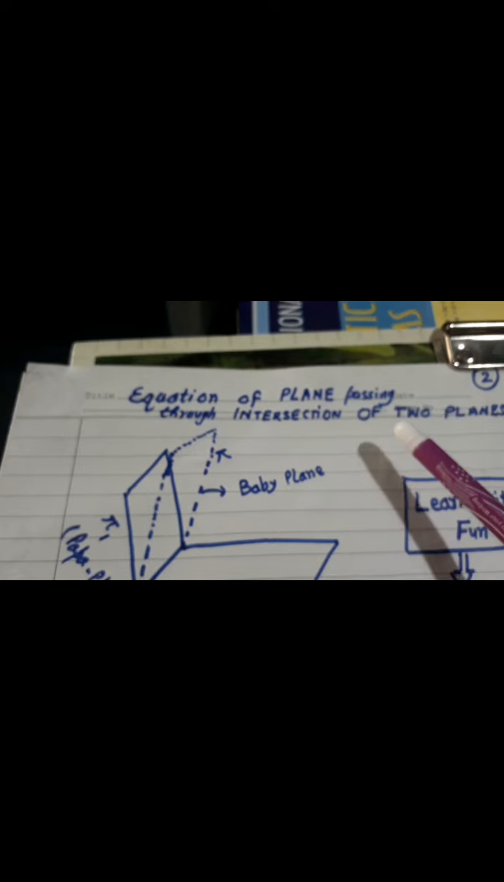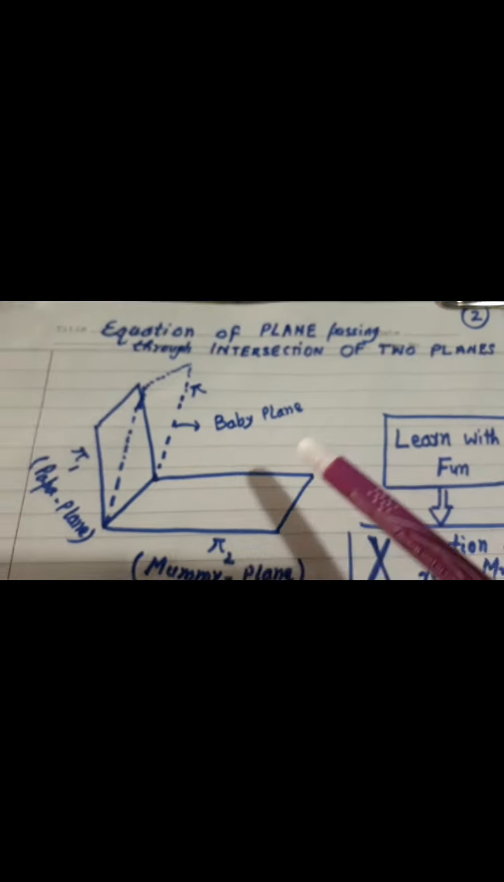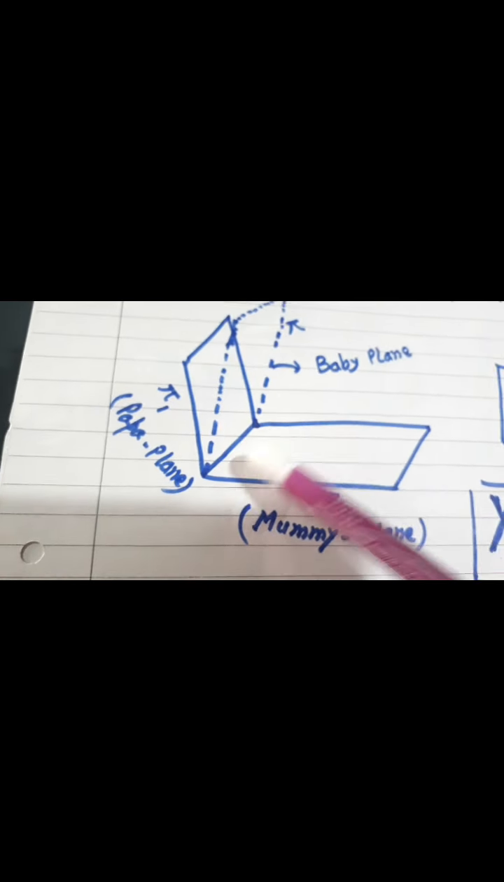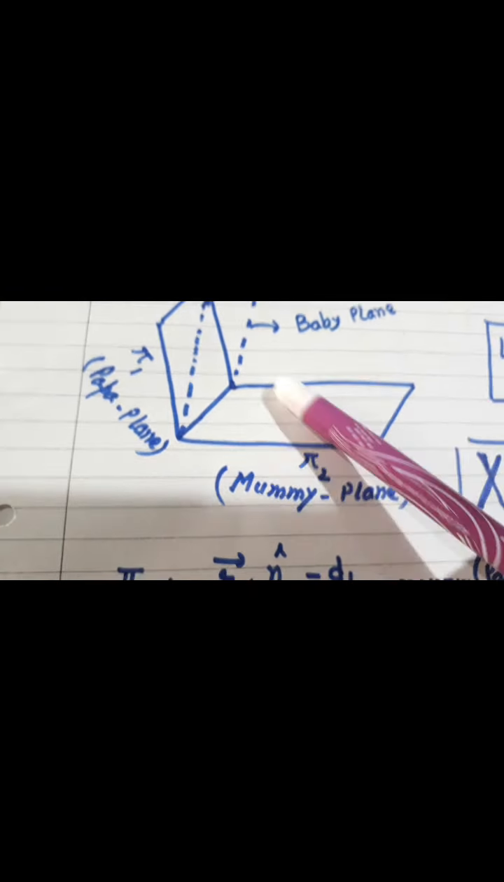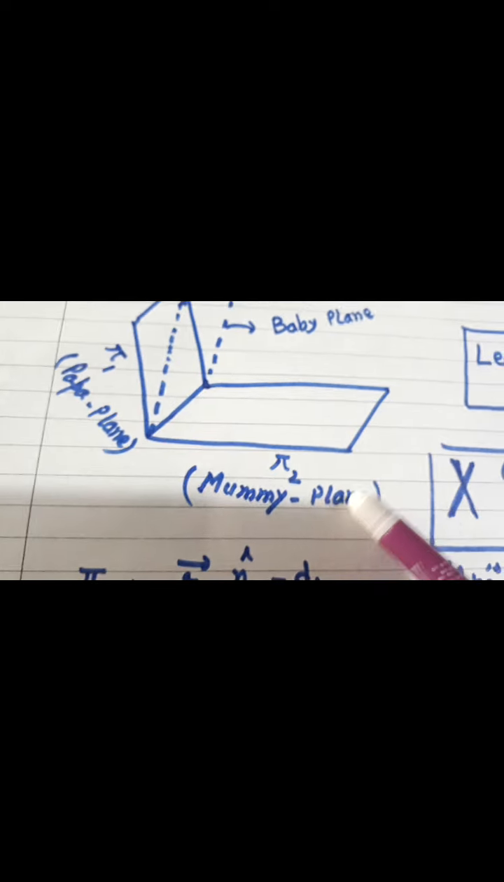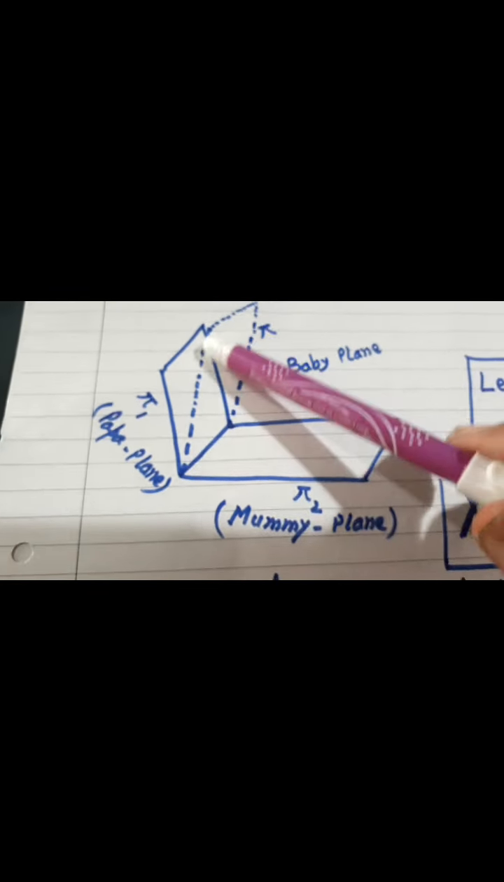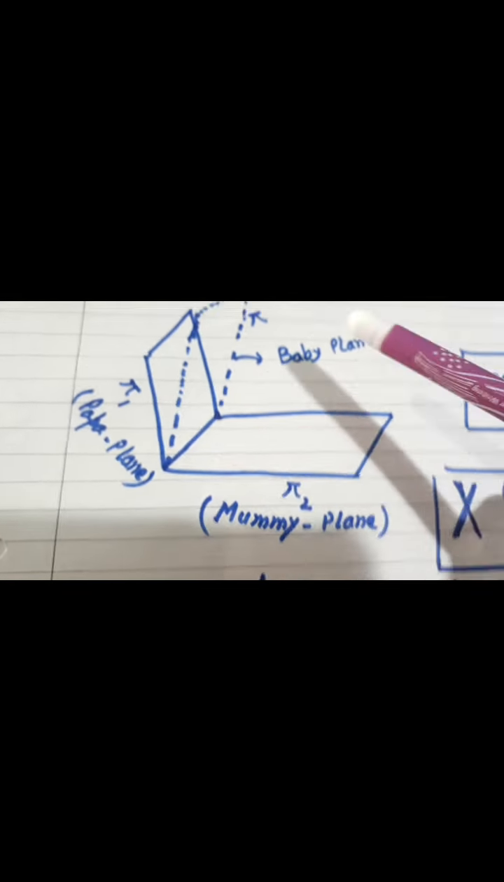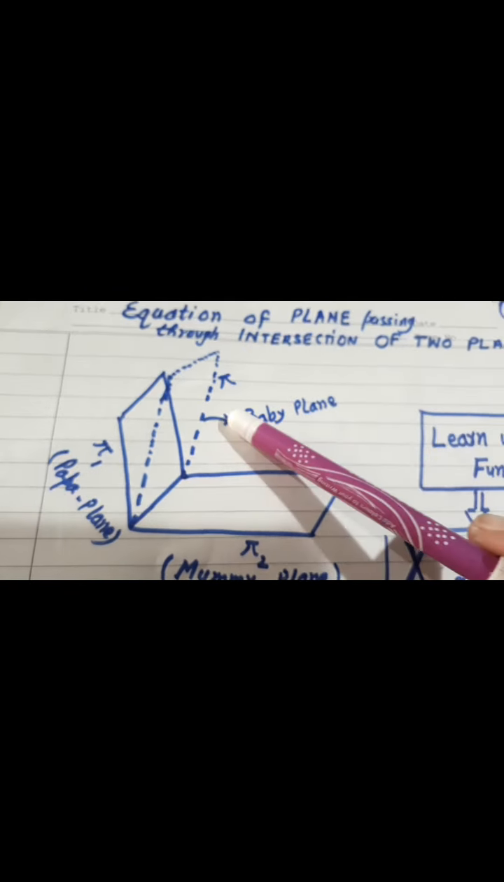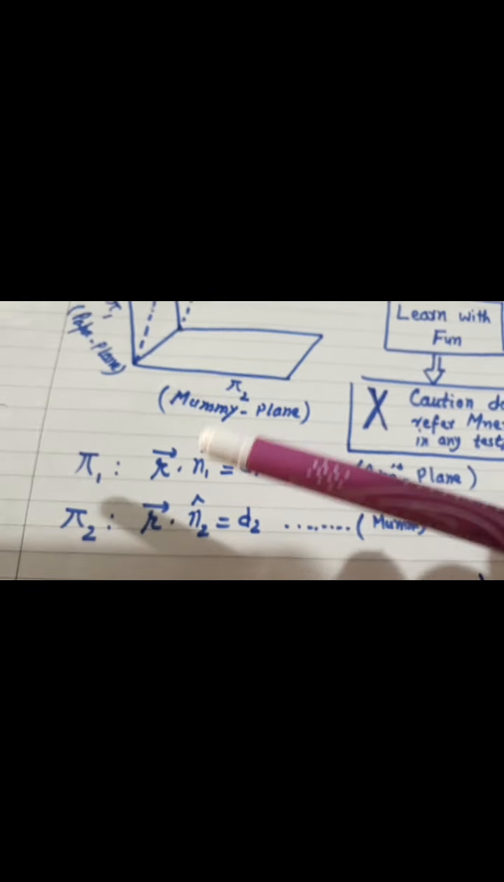Now the last one is the equation of a plane passing through the intersection of two planes. These two planes are there. They are denoted with pi 1, bold one, and pi 2. Call this the papa plane. This is the mummy plane. And the plane passing through the intersection of these two planes is the baby plane. So we are interested in finding the equation of the baby plane.